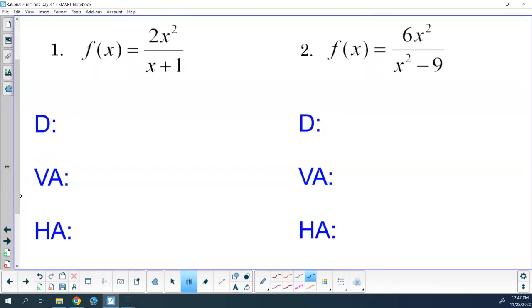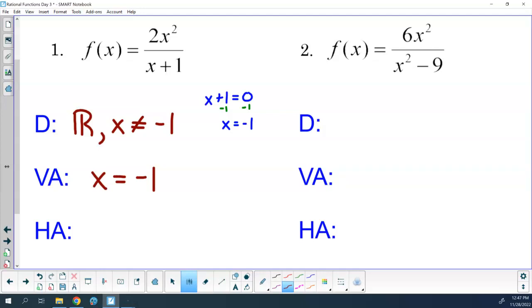Okay? So first off, step number 1 on our extra note sheet says to find the domain, we take the denominator and we set it equal to 0. Solve it. And that gives us our restrictions in our domain. So the domain here is all real numbers, but x cannot be equal to -1, which means then that x equals -1 is my vertical asymptote.